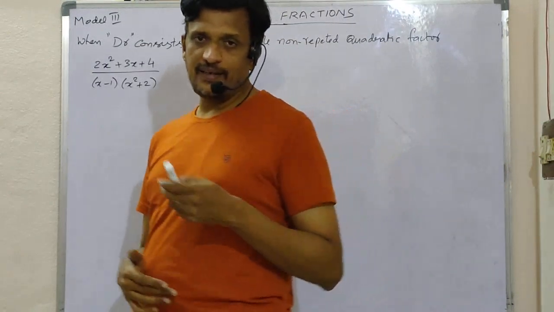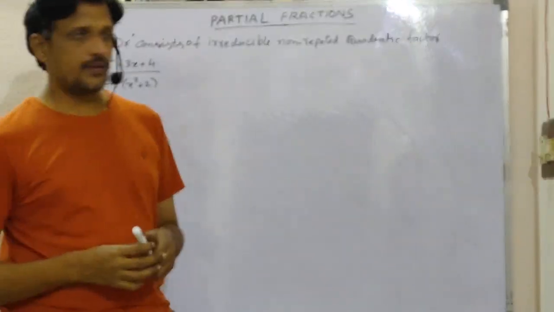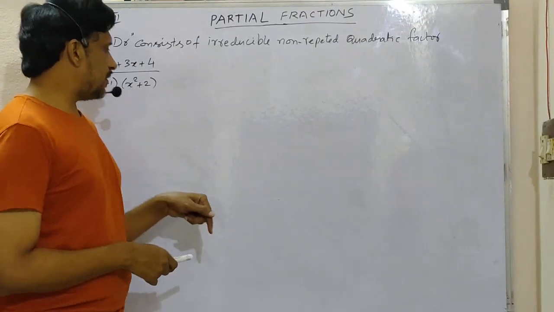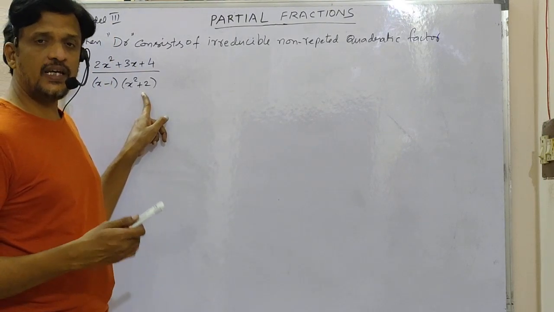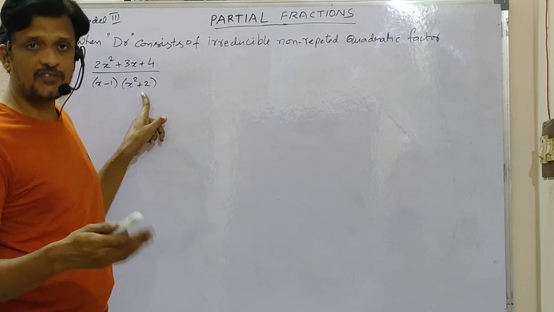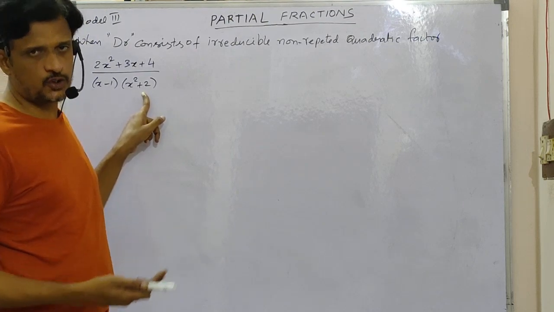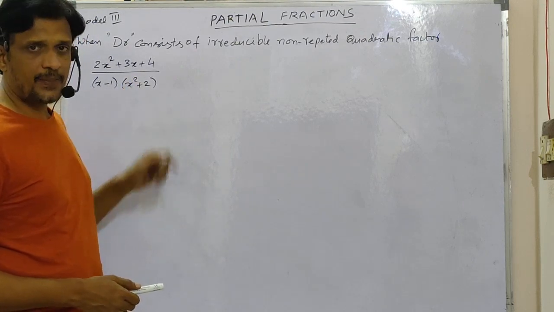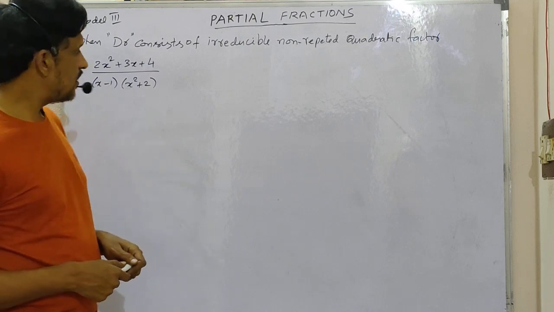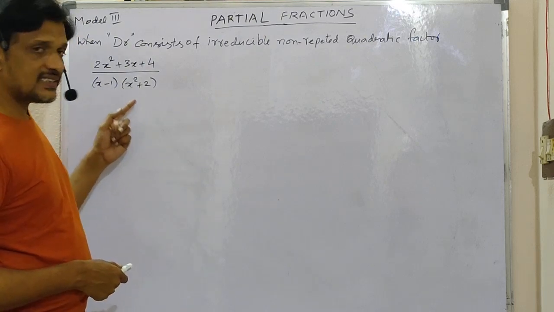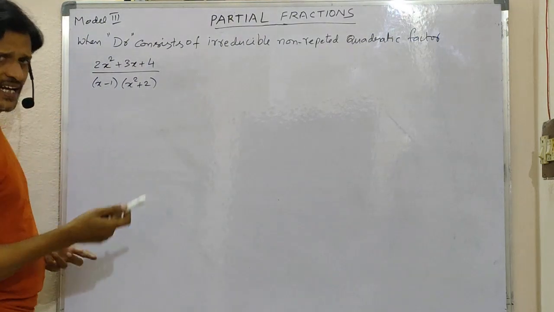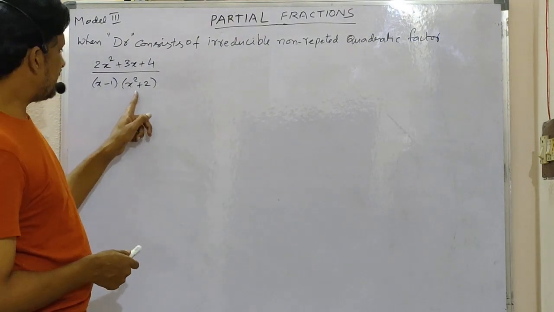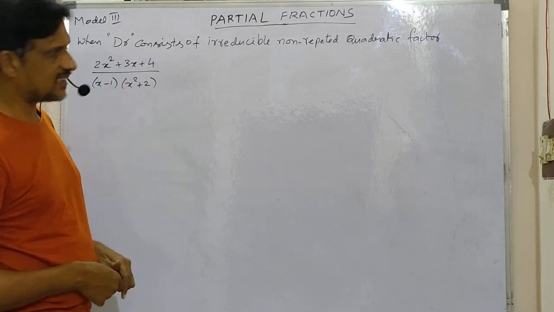So what is irreducible? For example, if you can write this as the product of two linear factors, that is called reducible. But here x² + 2 cannot be written like that. So consider this one as irreducible. x − 1 is a non-repeated linear factor. This is a non-repeated quadratic factor.